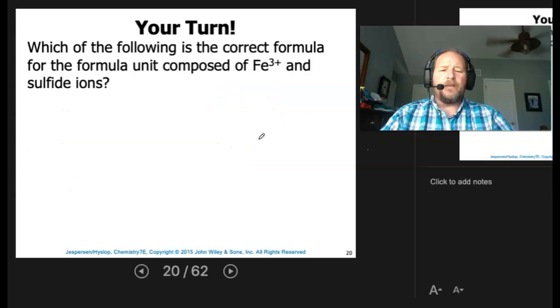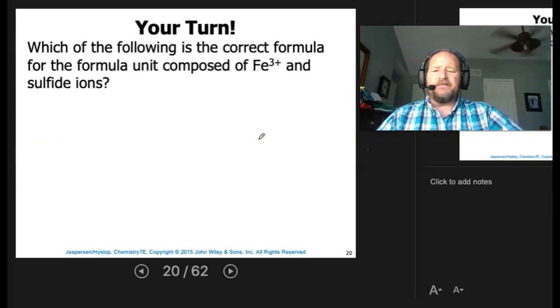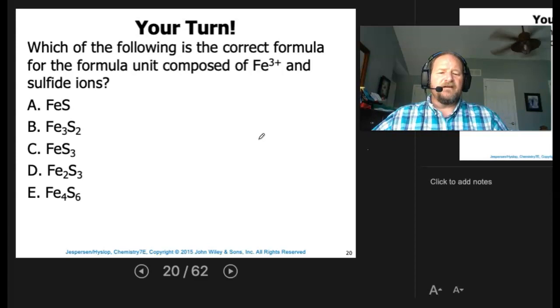Which of the following is the correct formula for the formula unit composed of Fe3+ and sulfide ions? Here I'll give you a pause. Remember, you want to find your ions, get the charges, and crisscross them. And hopefully you got Fe2S3.